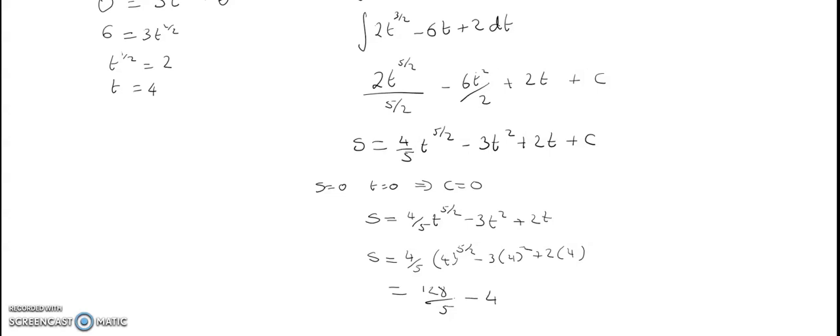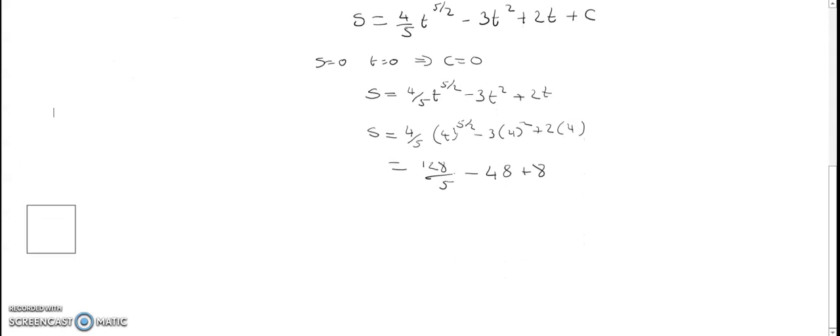Obviously you can just whack this in the calculator, and if I do that, you should get minus 14 and 2/5. Oh, minus 14, let's just write that as minus 14.4. But it's asking for the distance, so the distance can't be negative, so the final answer is going to be 14.4 meters.